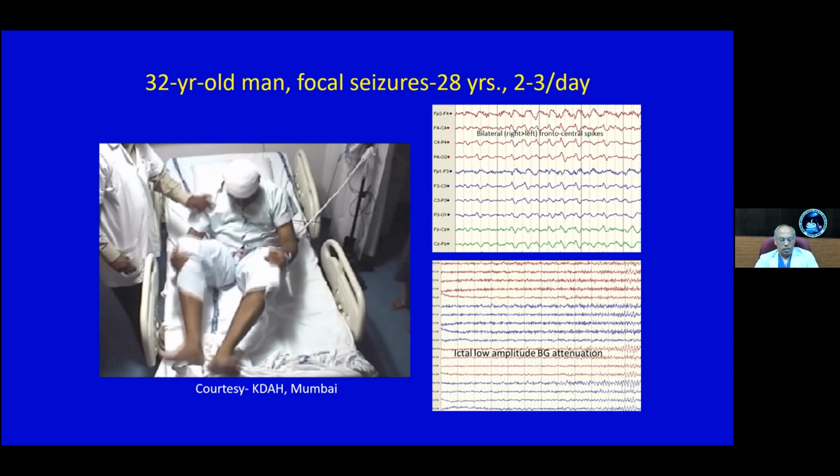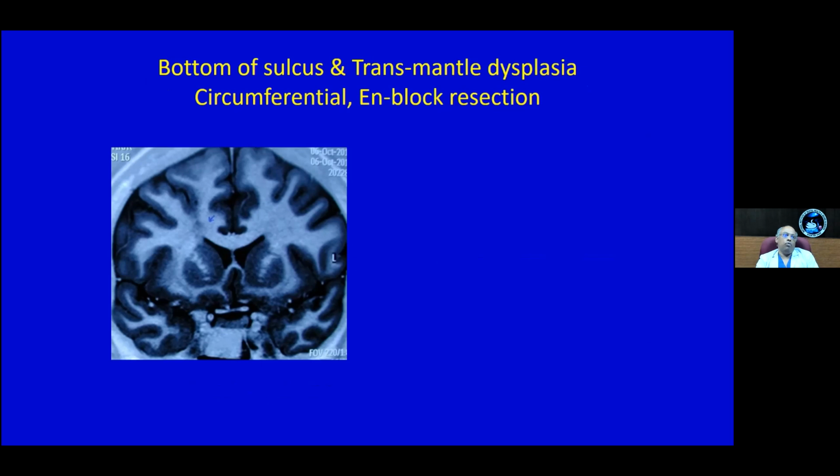This seizure is clearly extra-hippocampal, neocortical, possibly from the supplementary motor region. And his EEG showed spiking in the right anterior head region. When we looked at his imaging with this electroclinical concordant background, this is what we found: bottom of sulcus dysplasia with transmantle sign, which Professor Rutka has mentioned.